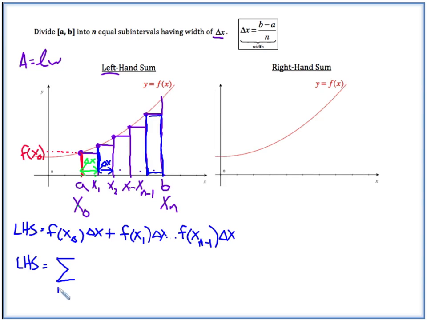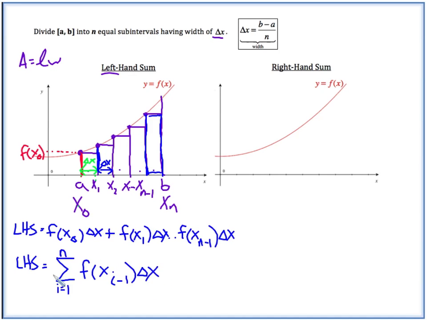Okay, and it's always going to be the sum from i equals 1 to n of f of x sub i minus 1 times delta x. So if you were to find this left-hand sum, you would find the sum of all these rectangles, and it would be an approximation for the area under this curve. Now you'll notice that this all used left endpoints. And you can see them all here.